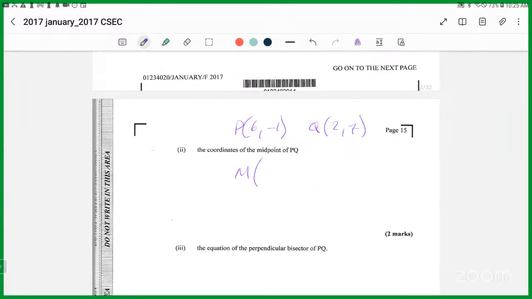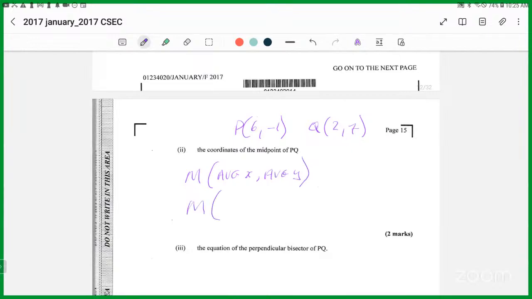It's the average of the x values. Midpoint is the average of the x values and the average of the y values. Let's call the midpoint M. That's how you get the midpoint, quick and fast.